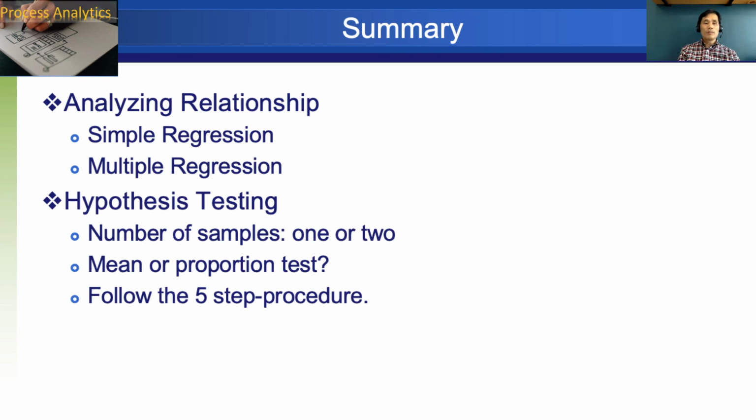Okay, so in module 3, we have learned how to analyze relationships using correlation, simple linear regression, and multiple linear regression. And we also learned how to do hypothesis testing, depending on the number of samples and whether it is a mean or proportion test. And we have to follow this five-step procedure to do that.